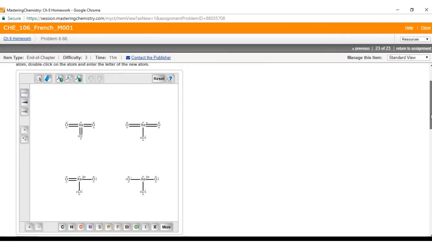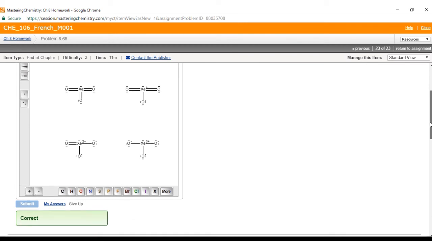And so naturally my computer had to freeze, but that is the correct answer with the formal charges assigned. So don't forget your formal charges on oxygen and xenon.